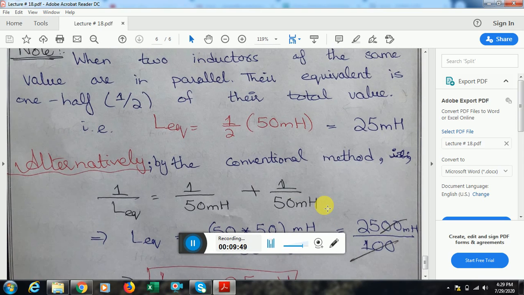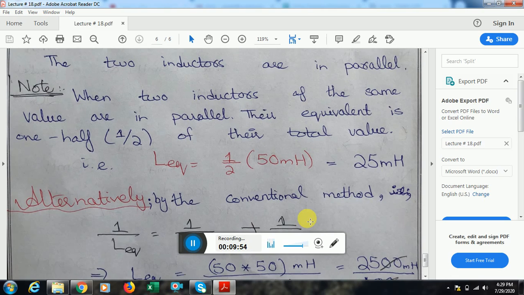You can use either. Now kindly solve the problems in the exercise of chapter number 6 related to series and parallel inductors, and inductors and capacitors under DC conditions. You will be asked about these concepts in your next assessment.